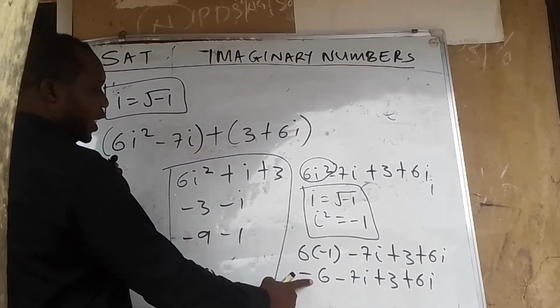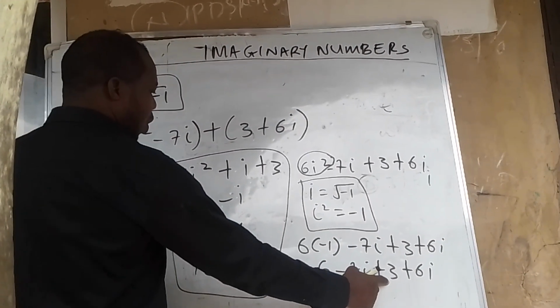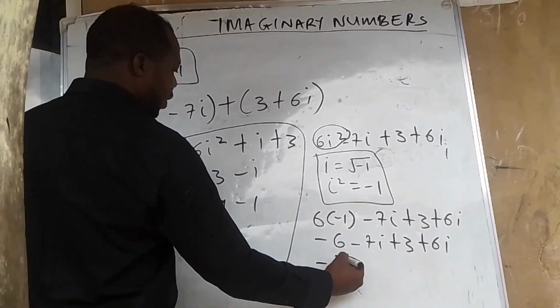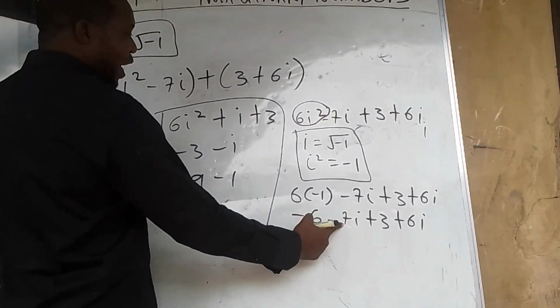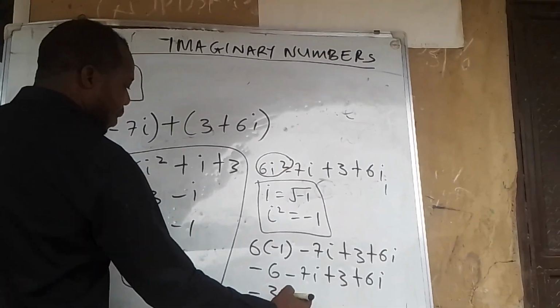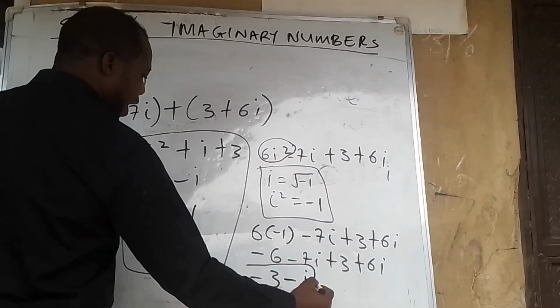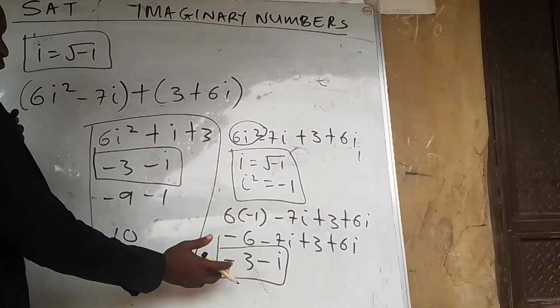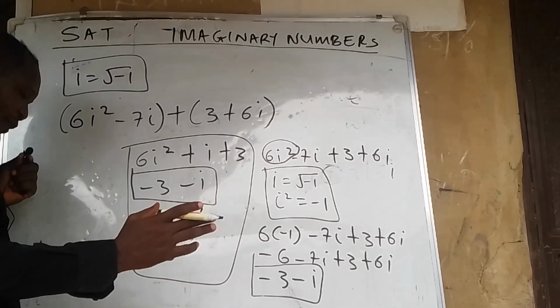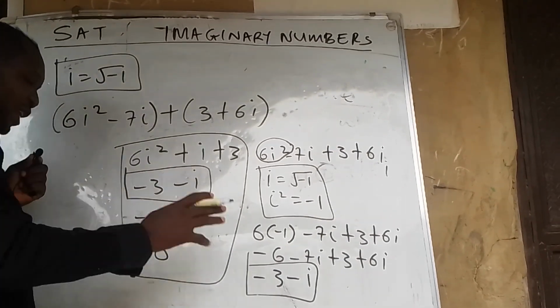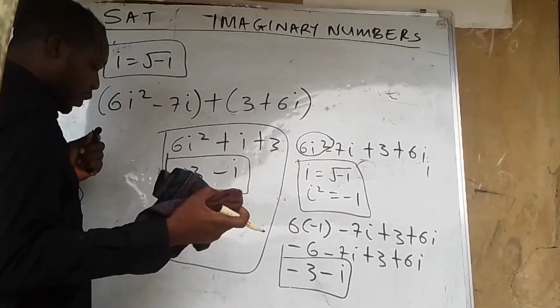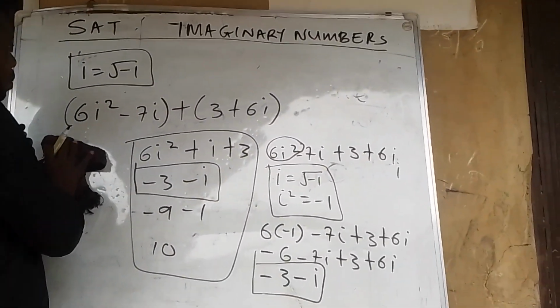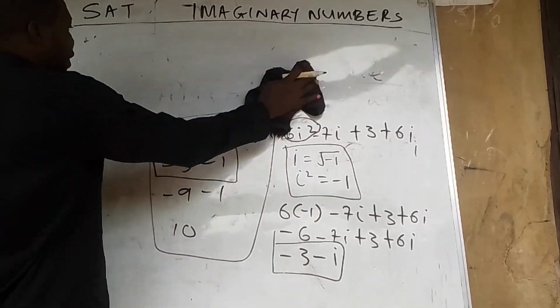Now, minus 6 plus 3 is what? That's minus 3. Minus 7i plus 6i is what? Minus i. So this is our answer, which is option B. So we have minus 3 minus i. Right? Let's take the last example, the last question on imaginary numbers from SAT.